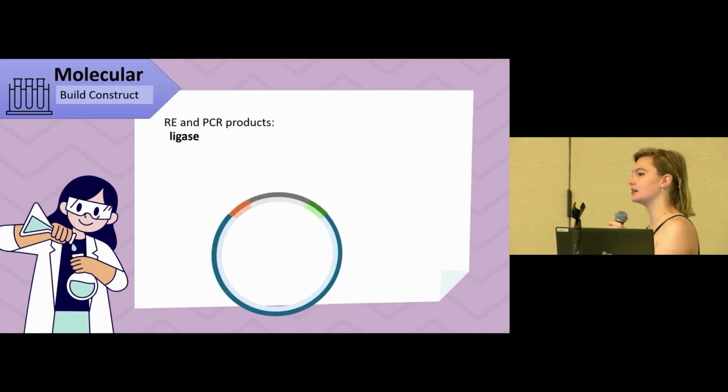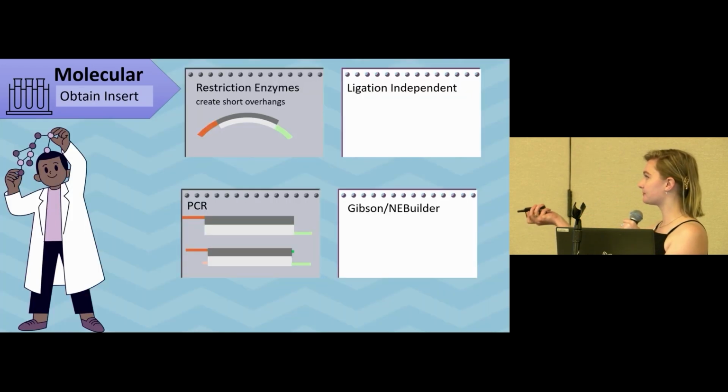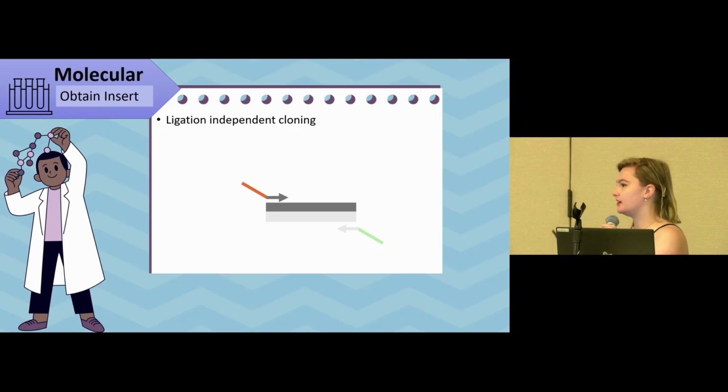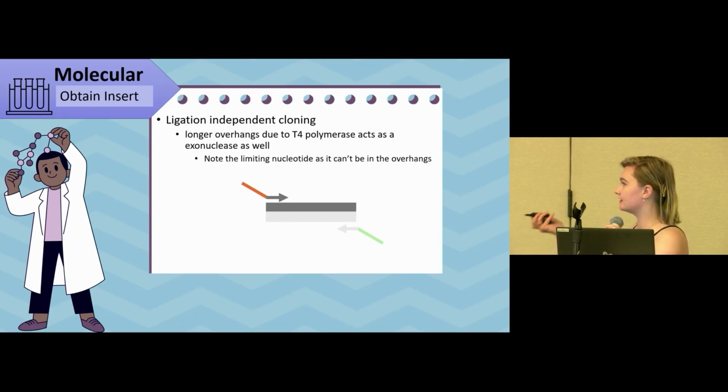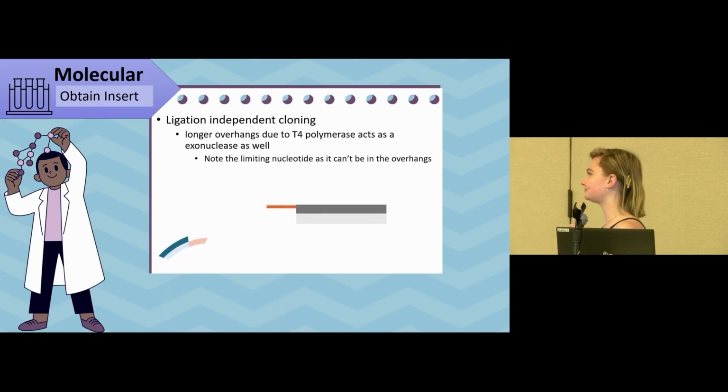With the case of the incomplete PCR, you would also need a polymerase step because it's not complete, and you may need to fill in those gaps. But moving on to one that doesn't require ligation is ligation-independent cloning. So this does PCR, similar to the PCR cloning, where you add your overlaps, but you're using a unique polymerase called T4 that will actually act as an endonuclease or exonuclease as well. So you have to have a limiting nucleotide in your overhang, and you have to amplify your insert and vector separately.